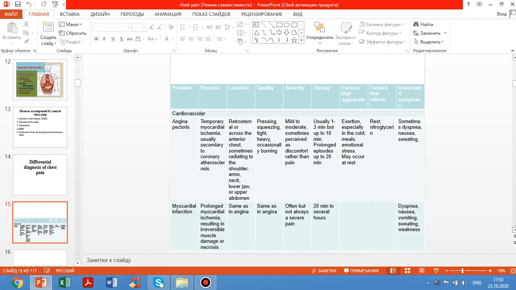Myocardial infarction. The process is prolonged myocardial ischemia resulting in irreversible muscle damage or necrosis. Location is the same as in angina. Quality is the same as in angina. Severity is often, but not always, severe pain. Timing is 20 minutes to several hours. Associated symptoms are dyspnea, nausea, vomiting, sweating, weakness.